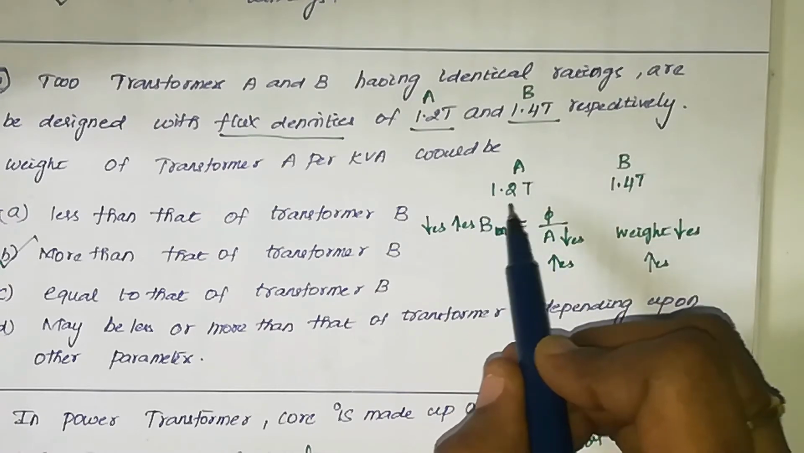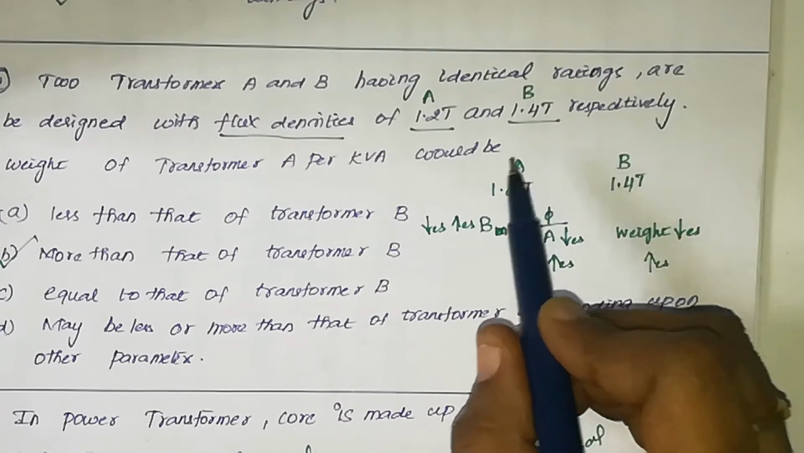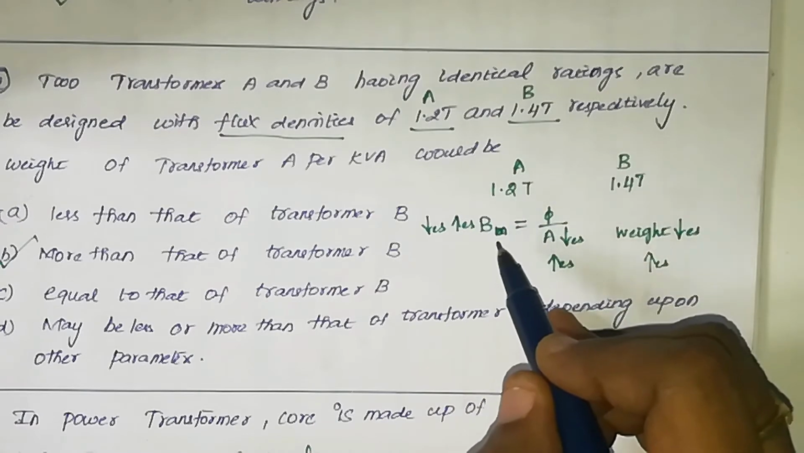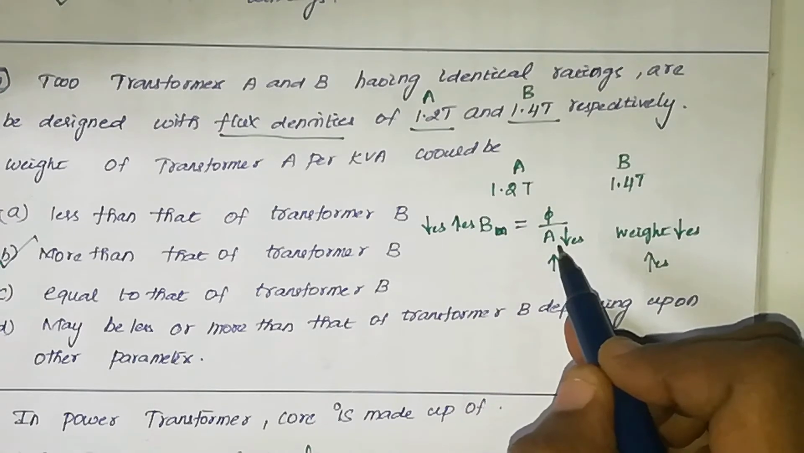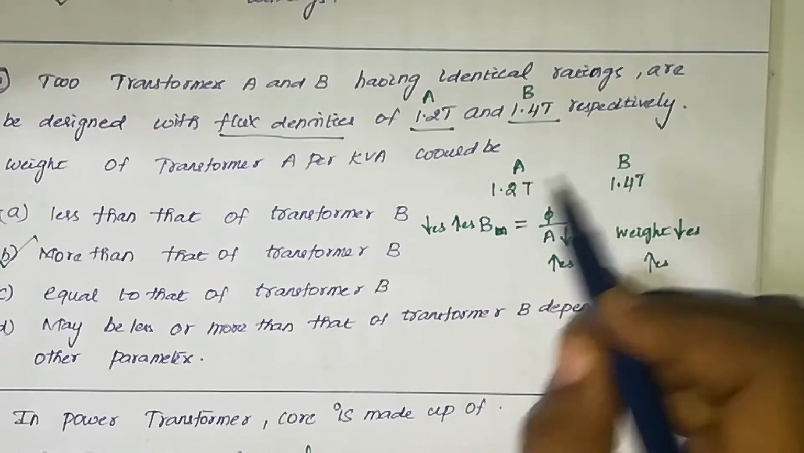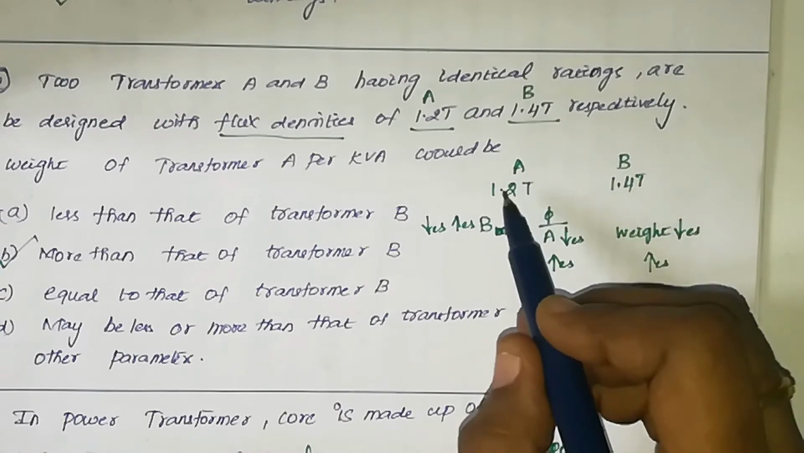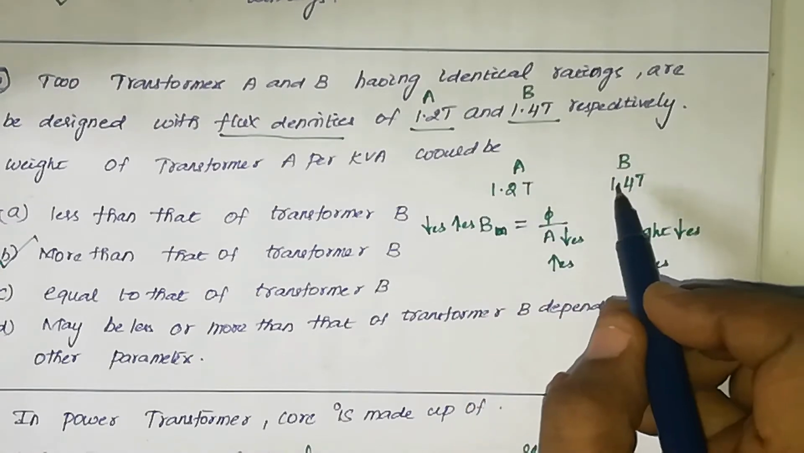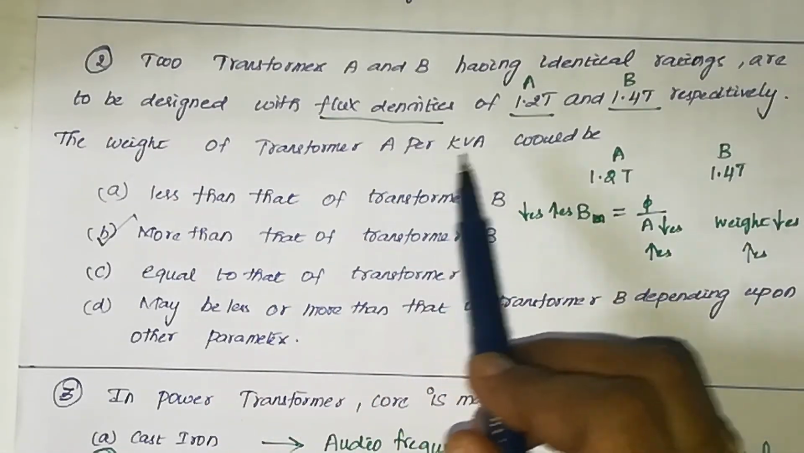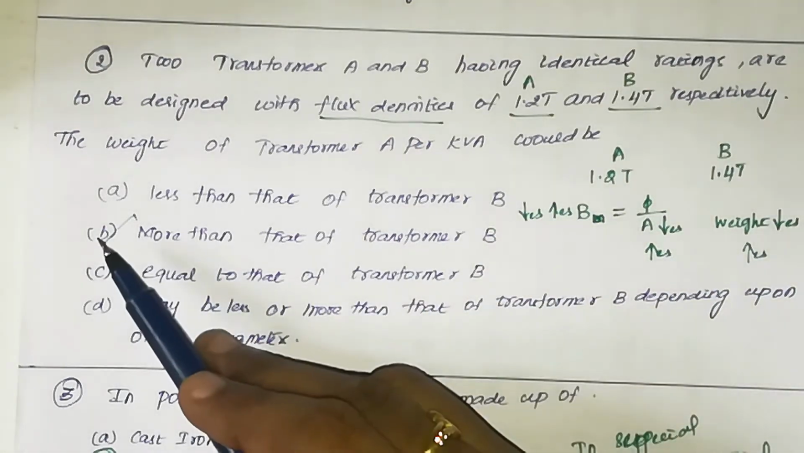Here they give 1.2 Tesla for A. So the flux density of A is less than that of B. Flux density is less, which means the area is increased. The area of A is more than B, so the weight of A is more than B. So the weight of transformer A per kVA would be more than that of transformer B. So option B is correct.